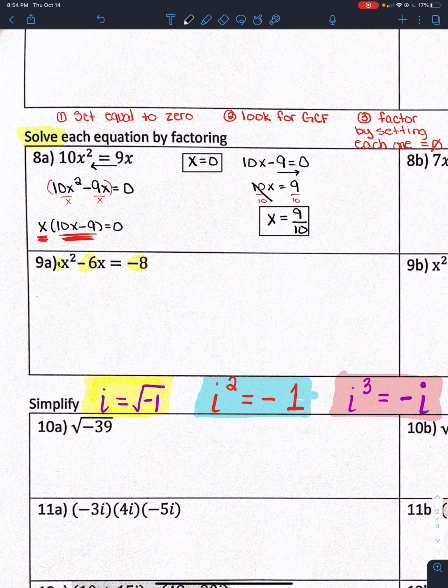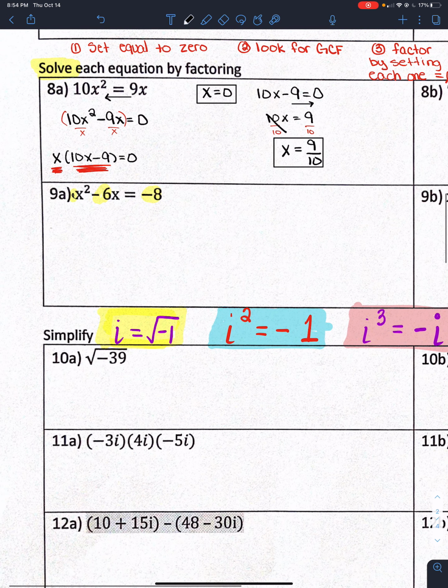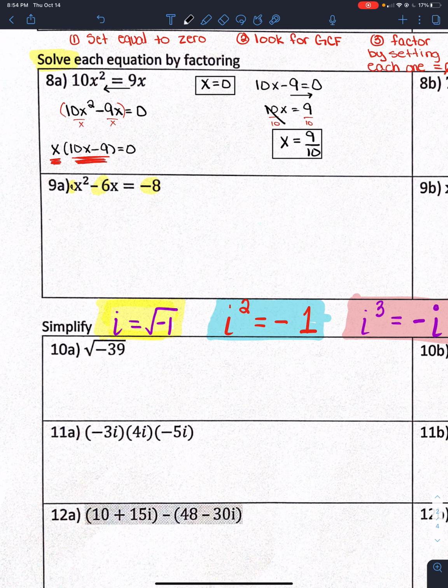Okay, all right, let's pick one more. Let's do number 9A. Now this one they want me to solve. So first thing, set it equal to 0. All right, so I'm going to move this negative 8 to the other side, and it'll become a positive 8. So I have x squared minus 6x plus 8 equals 0.